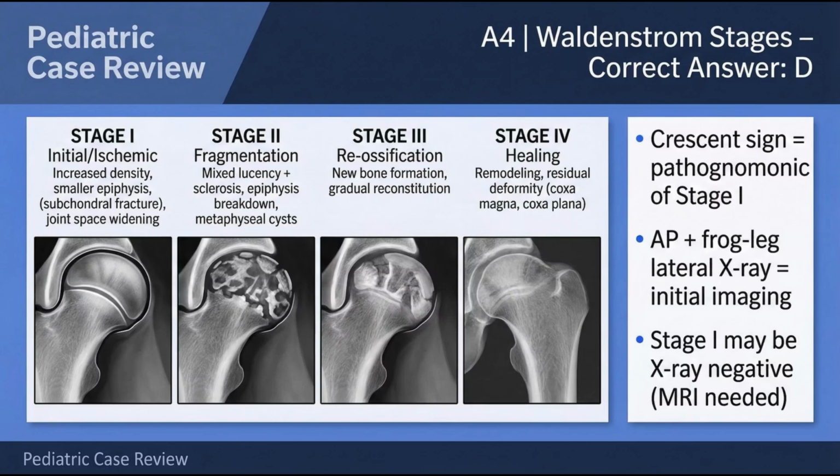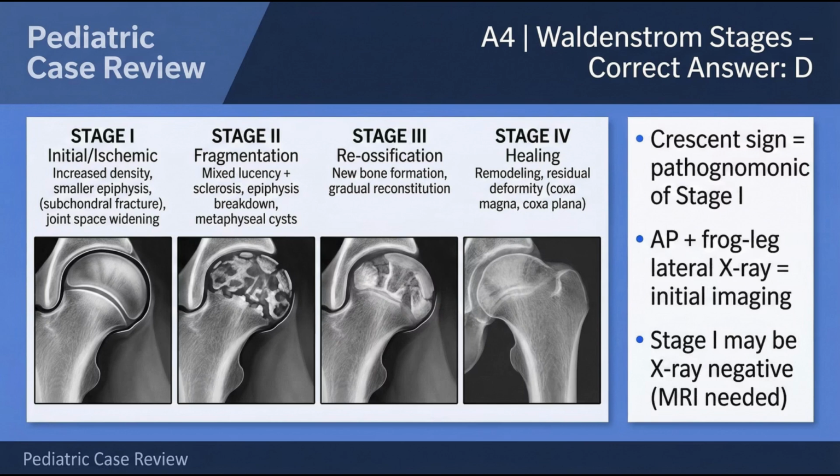The Waldenström classification describes 4 radiological stages of Legg-Calvé-Perthes disease. Stage 1 is the initial ischemic stage characterized by increased epiphyseal density, a smaller epiphysis, subchondral fracture visible as the crescent sign, and joint space widening.